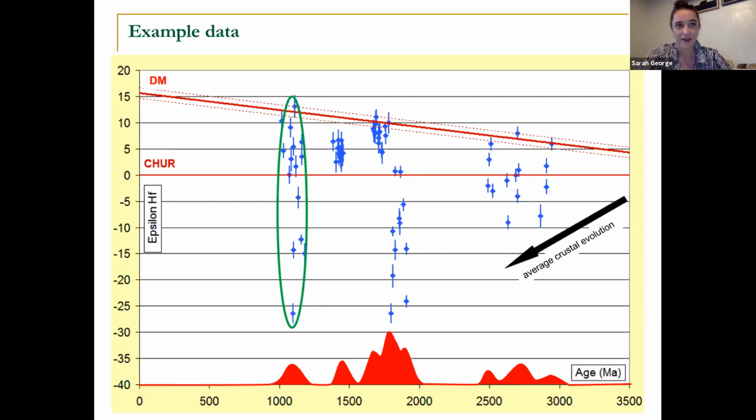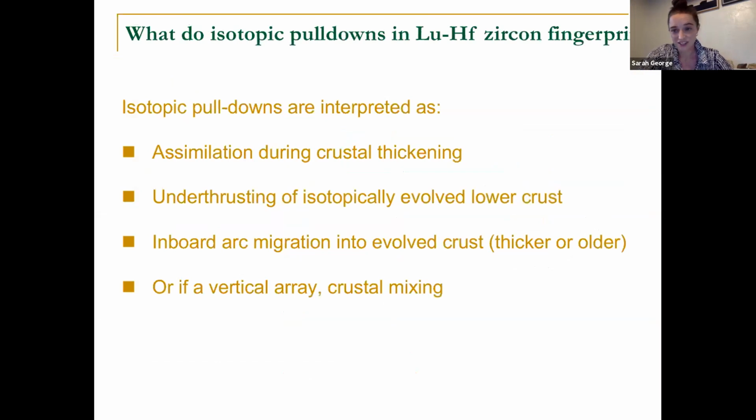All right, I'm going to jump to my next slide here. So it turns out that these isotopic pull downs, these deviations from more positive hafnium space to more negative hafnium space, get interpreted in a bunch of different ways. And one of the things that I get really interested in going through these published data sets is, why do people call on different mechanisms?